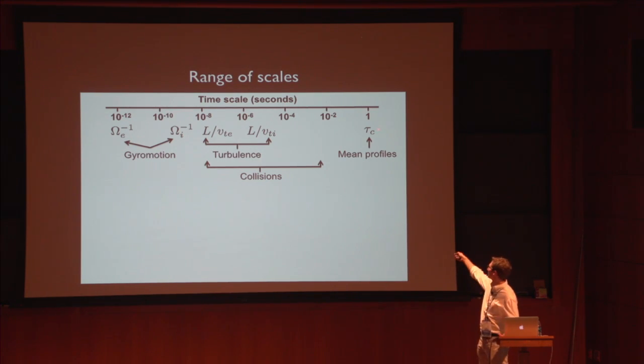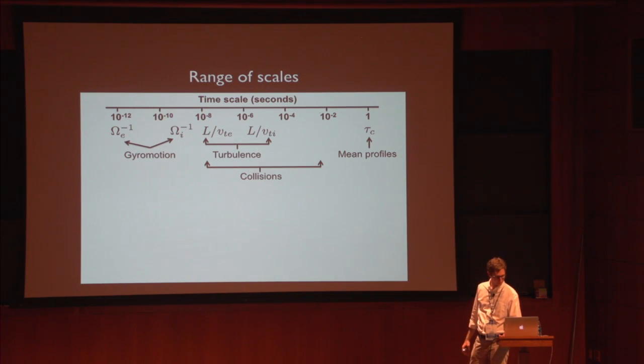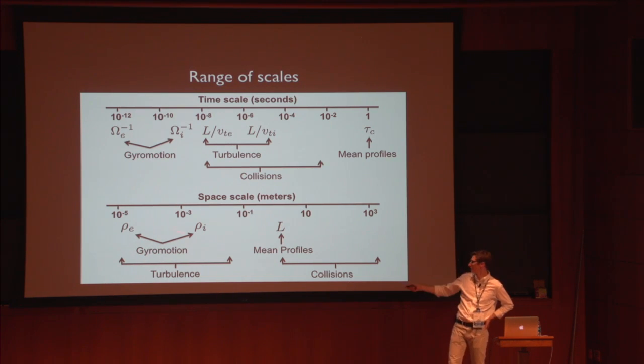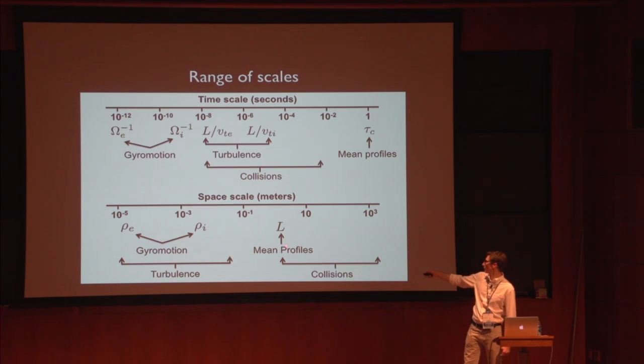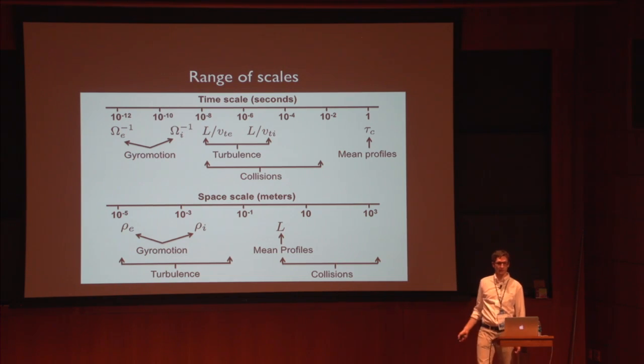And remember, this scale separation here was a result of the fact that these eddies are very, very small compared to the size of the machine. We also have quite a large range of spatial scales in the problem because we have the electron Larmor radius and the ion Larmor radius separated by the square root of the mass ratio. You have turbulence, which exists in sort of this range of spatial scales. And then you have the mean profiles again, which are separated from these Larmor motion scales by a significant amount. And then collisions are happening on even longer spatial scales.